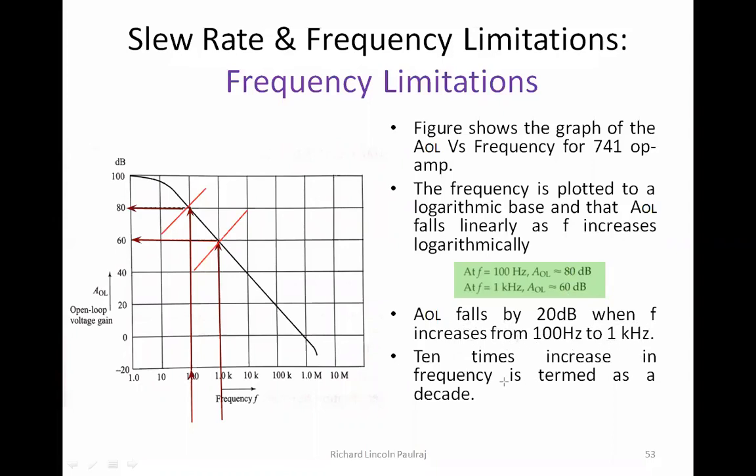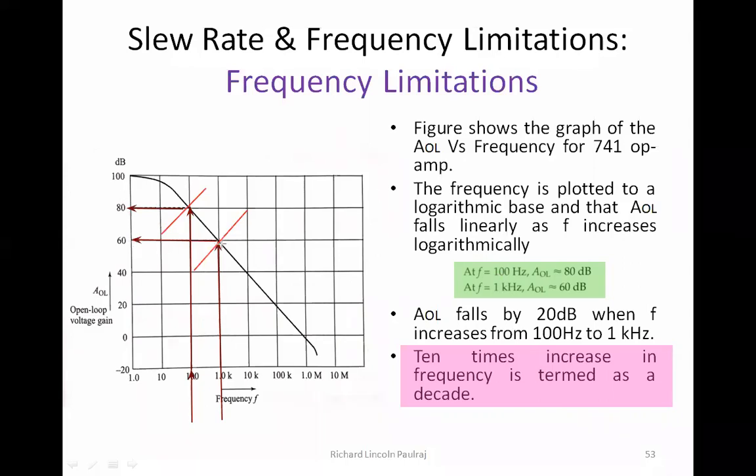So a 10 times increase in frequency is termed a decade. Now this is important. Whenever there is a 10 times increase in the frequency scale, I call it a decade. So decade refers to the number 10. Is that clear, all of you? Can we move on? Yes, sir.